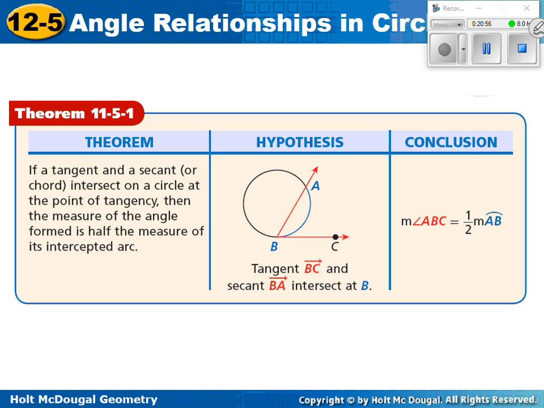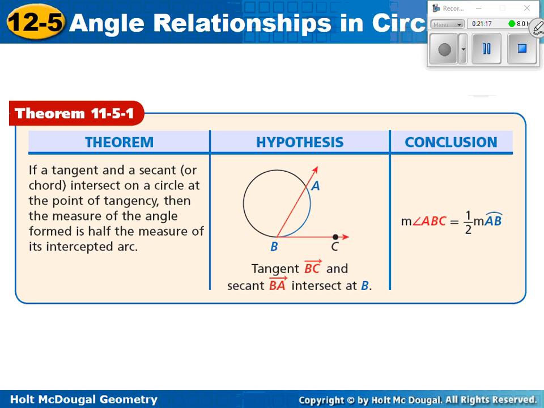The sides of the angle are not what? Not both chords. One of them could contain a chord, but the other one is a, what is this? BC. It's a tangent, okay? So it's a tangent and a chord. But where is the vertex of angle B?